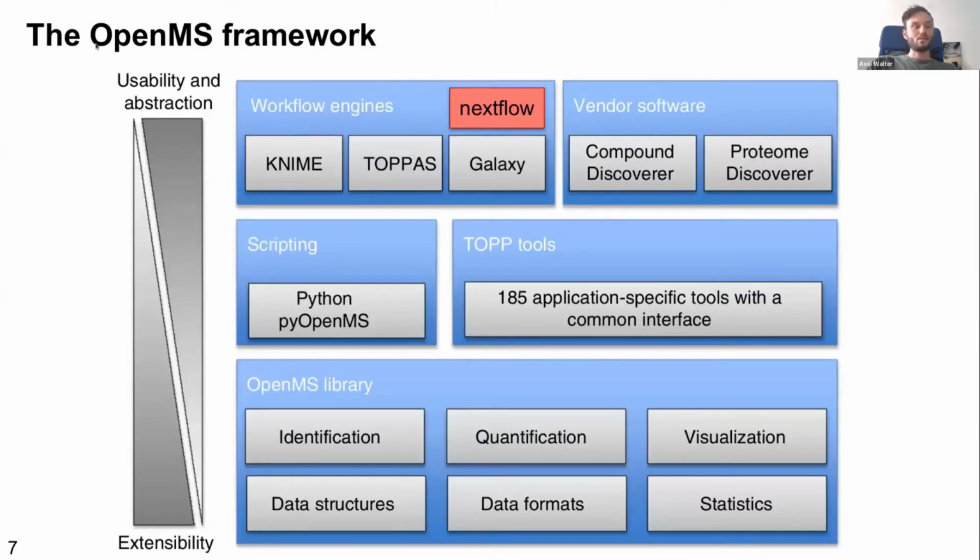So this is a kind of overview about the OpenMS framework. On top, we have a high level of usability and a high abstraction layer. And down there, it is very extensible, but maybe not that easy to use. So the core foundation for OpenMS is its library, where we have algorithms for identification, quantification, visualization, and also all the data formats and data structures, like, for example, a feature map or an MS experiment, are stored inside of these libraries.